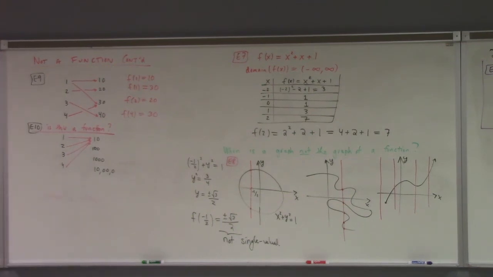I see some nodding. Right, there's no problem here. This just means that f of 1 is equal to f of 2 is equal to f of 3. They're all equal to 10, right?